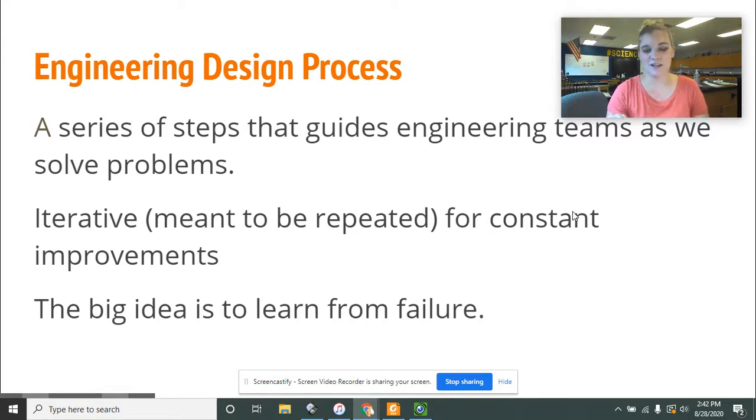And the big idea from engineering, and from most science altogether, is to learn from failure. If you don't learn from your failures, then you can never improve. Remember that Samsung Galaxy phone where the batteries blew up? If they would have just stopped there, where would we be now? So we have to learn from that. We have to improve on that, and we're always making things better and better.